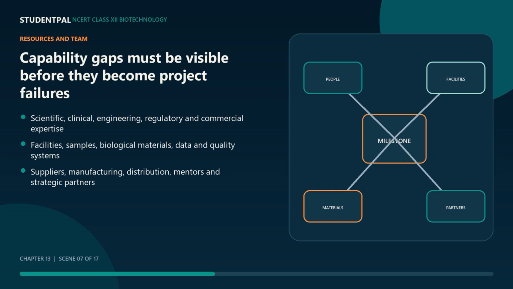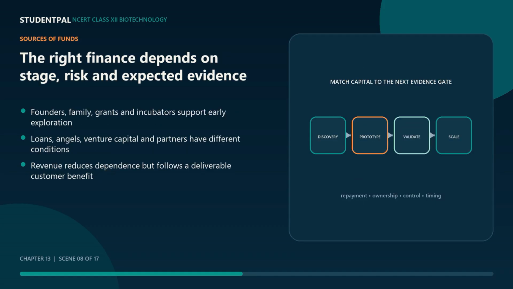For each milestone, list the capability required, currently available resource, gap, method of access, cost, and lead time. Partnerships reduce some capital needs, but add coordination, intellectual property, and quality responsibilities. Funding sources differ in repayment, ownership, control, timing, and evidence expectations.